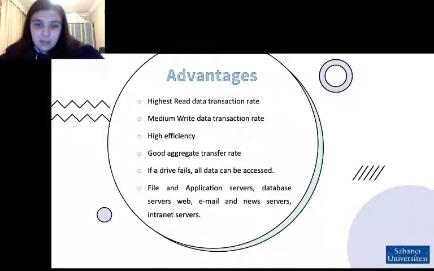If a drive fails, you still have access to all data, even while the failed drive is being replaced and the storage controller rebuilds data on the new drive. Required applications are file and application server, database server, web, email, and news servers, internet servers.